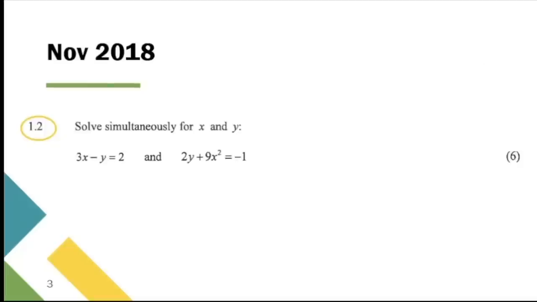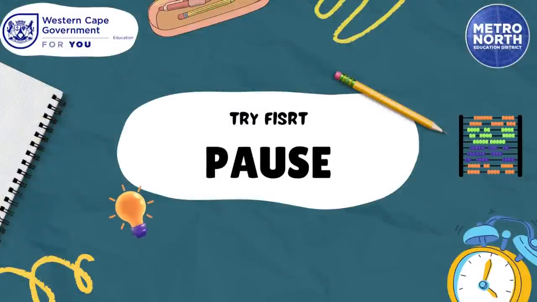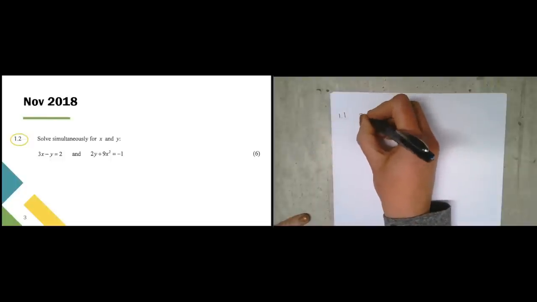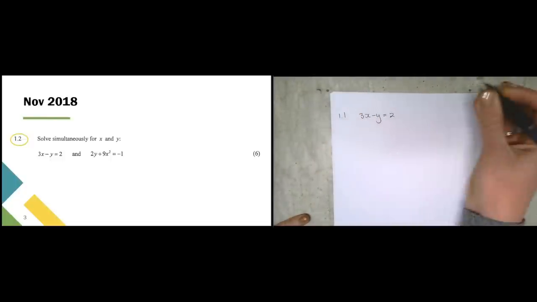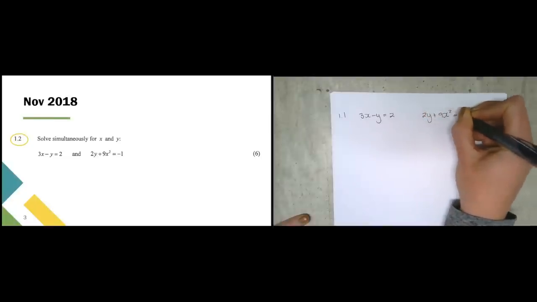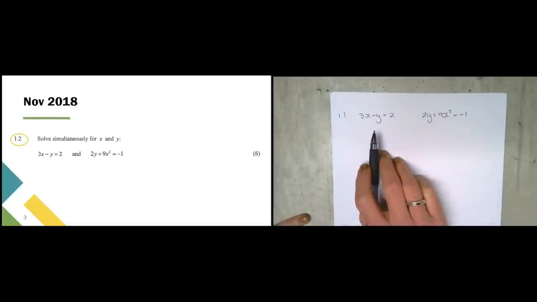So solving simultaneous equations will appear in question 1 of paper 1. If we look at November 2018, they asked me to solve simultaneously for x and y. They give me two equations, 3x minus y equals 2, and the second equation they give me is 2y plus 9x squared equals negative 1. The way we approach these equations is we take one of them and we change the subject of the formula, which means I'm going to pick one of these two equations and I'm either going to make it say x equals or y equals. It is my choice.